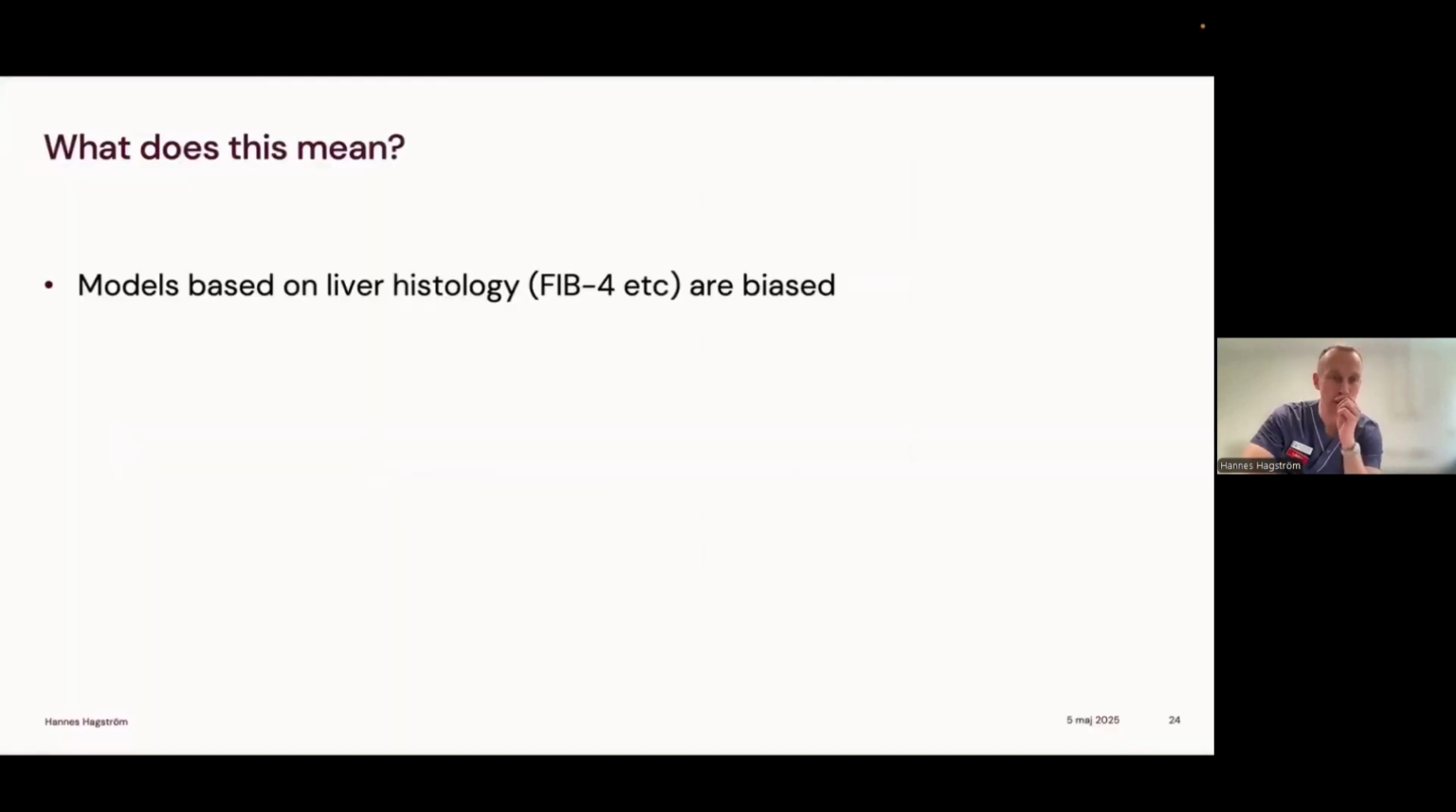So what does this mean? Well, it means first, of course, that it's difficult to interpret biopsies, but it also means that all the models that we have now done in the field, like FIB4, but also FibroScan, they are biased because they're based on liver biopsy, and liver biopsy is biased. So it's difficult to know if the model is working.